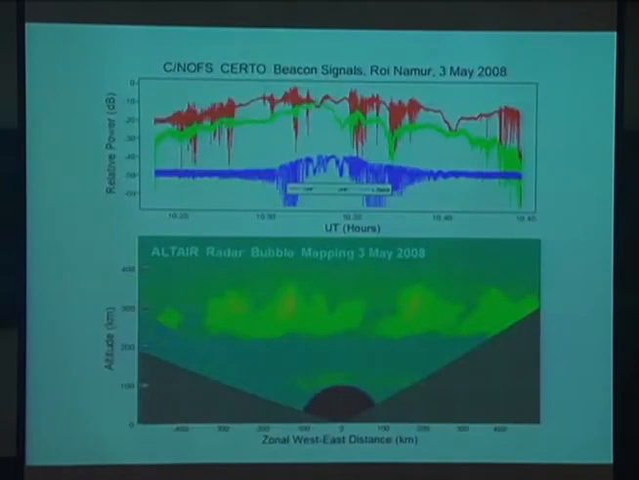Next slide, please. There's radio beacons. This is our CERTO beacon on C/NOFS passing over a ground receiver, and every time it passes through some structure, you get enhanced scintillation. This is at 150, 400, and 1067 megahertz. Keith Groves likes to operate the ALTAIR radars, do backscatter off the irregularities. He can, Makela does the same thing. Another way of looking at the irregularities in the equatorial region.